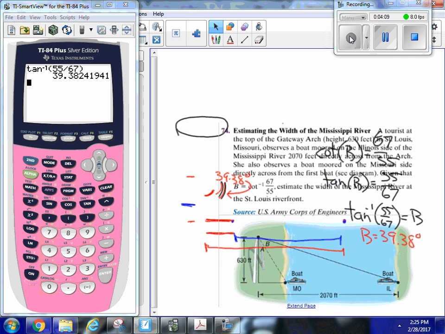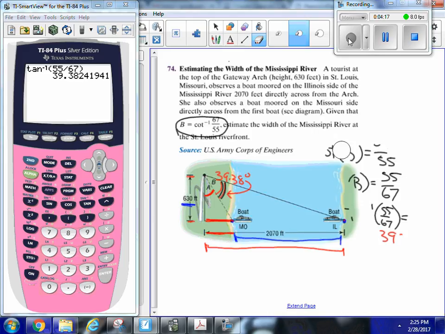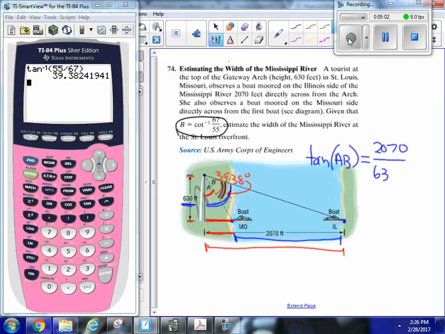First I'm going to erase these calculations. You can always go back to it on the tape. I'm going to look at what I'm going to call angle AB, the combination of these two. Let's do the tangent of angle AB. The tangent of angle AB would be equal to opposite over adjacent, which is 2070 divided by 630. So I'm looking at this big triangle right there.